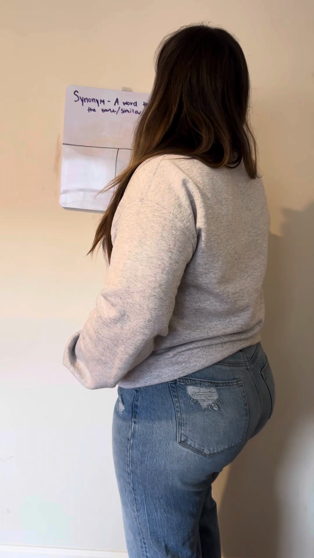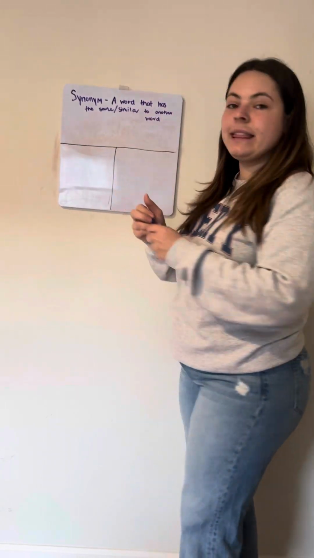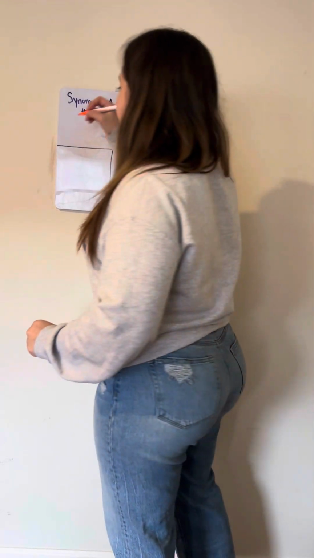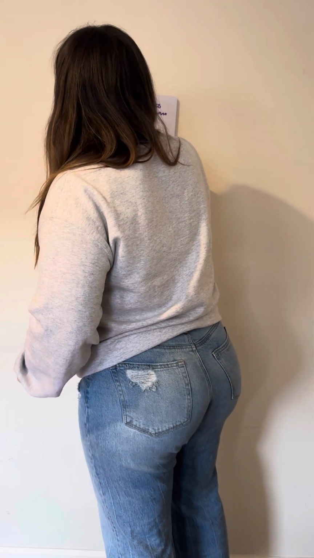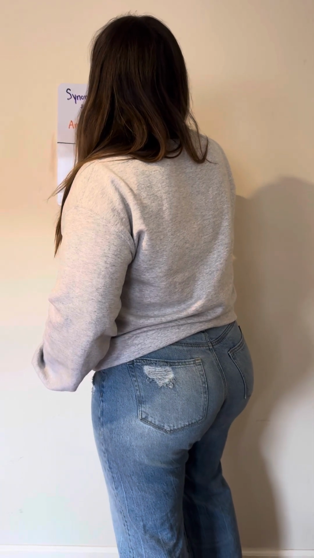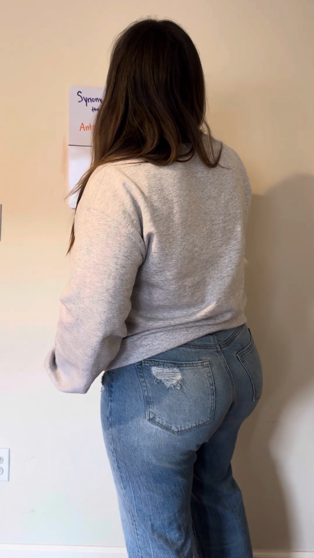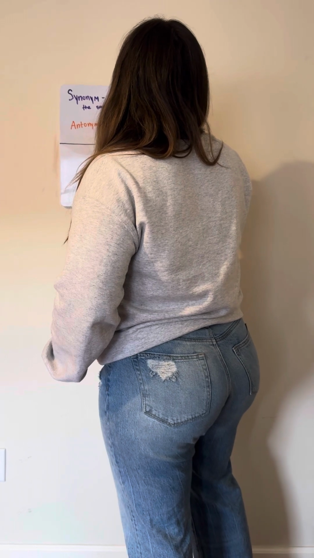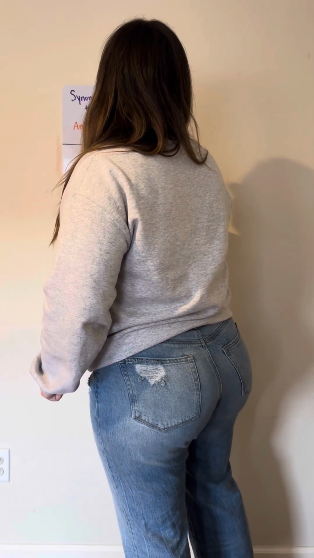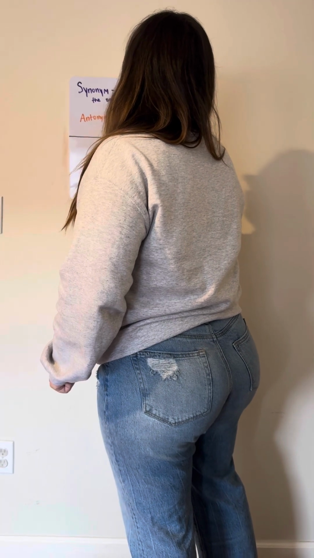All right, and then we talked about little and large. Those are opposites. That is called an antonym. So we're going to write the word antonym in that definition. So an antonym is a word that has the opposite meaning to another word.